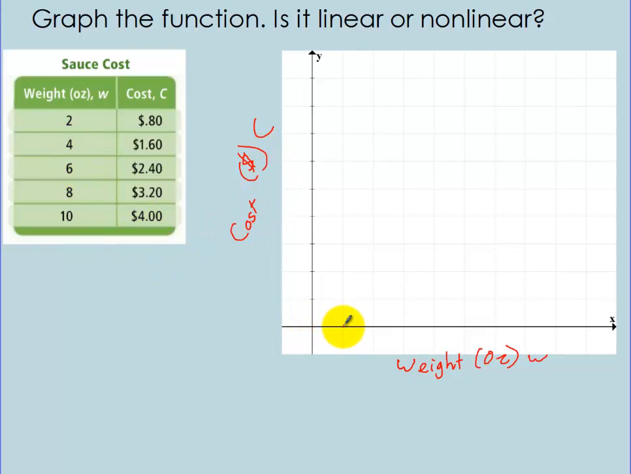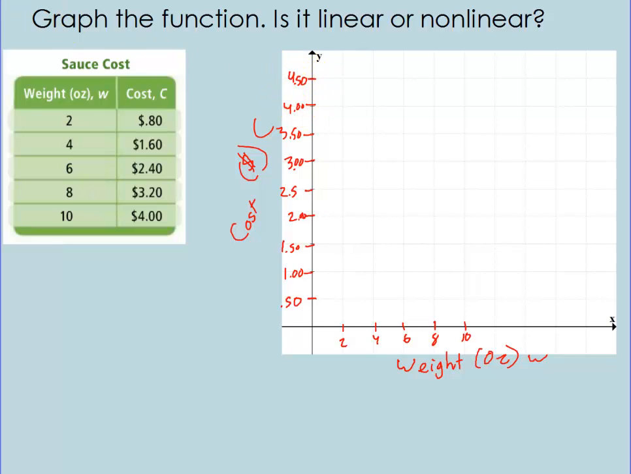I'm going to plot this. I'm going to call this 2, 4, 6, 8, 10. And on the y-axis, well, it's going from 80 cents to $4. So I've got some options here. I think I'm going to go up 50 cents each time. That should be good. So 0.5, $1.00, $1.50, $2, $2.50, $3, $3.50, $4. So you want to label your axes, and $4.50.